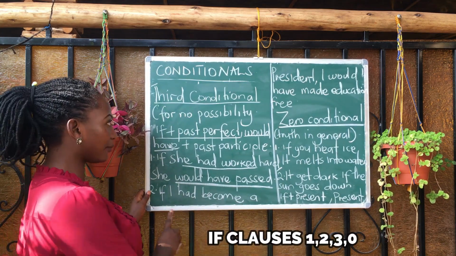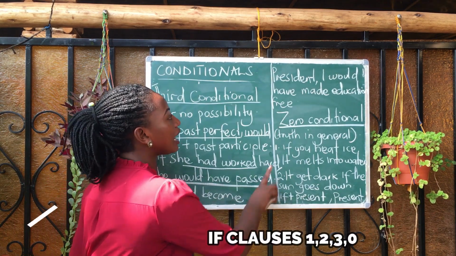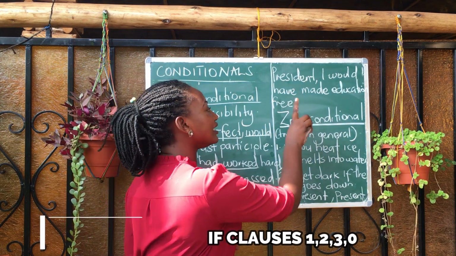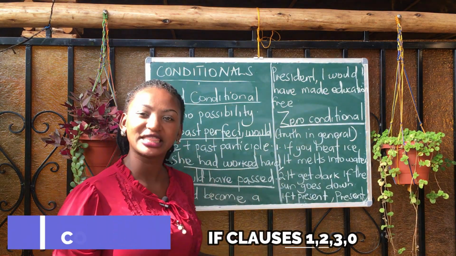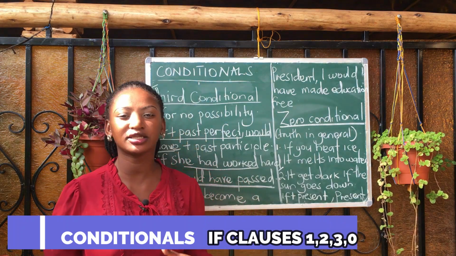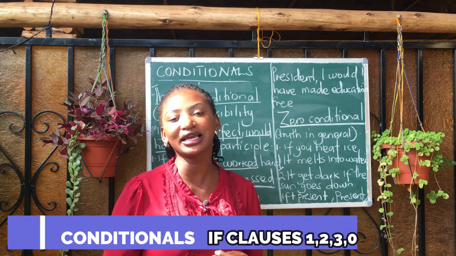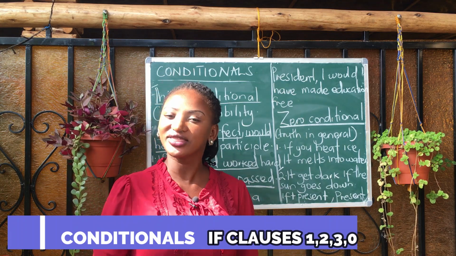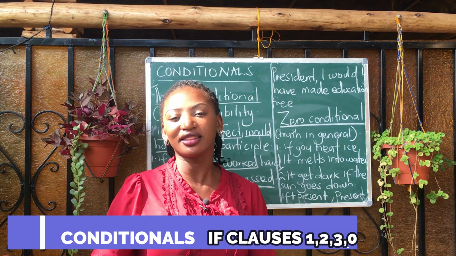And our second example is, if I had become a president, I would have made education free. There is no possibility of me becoming a president. I've told you that in third conditional, we are looking at past events, things that cannot happen.